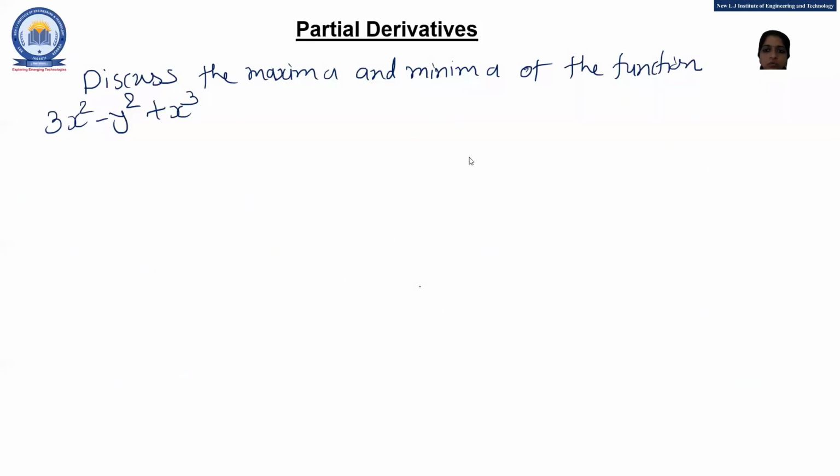Okay, so we'll move with one more example. Discuss the maxima and minima of the given function, 3x square minus y square plus x cube. Let's start the solution here. Our given function is 3x square minus y square plus x cube, right?